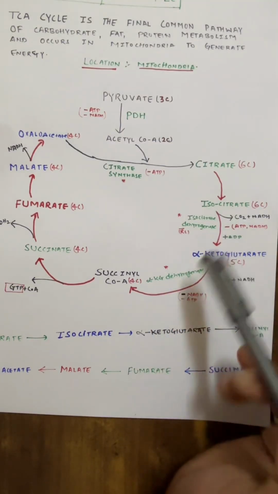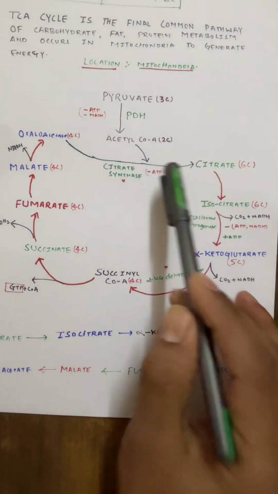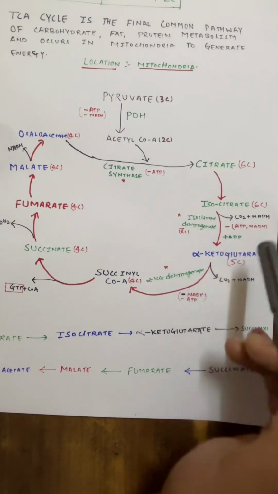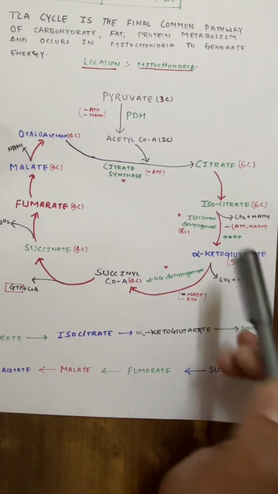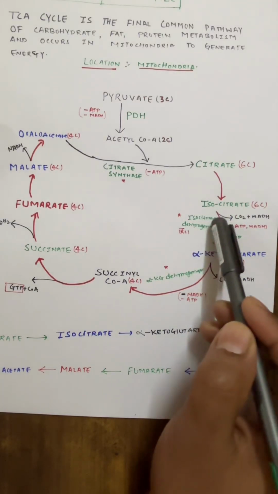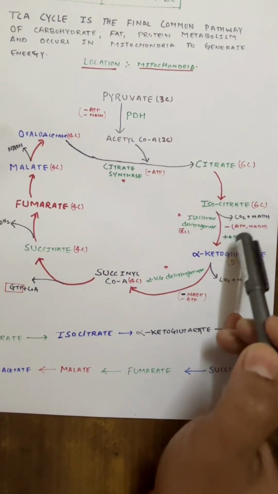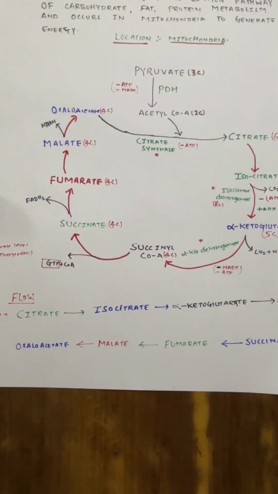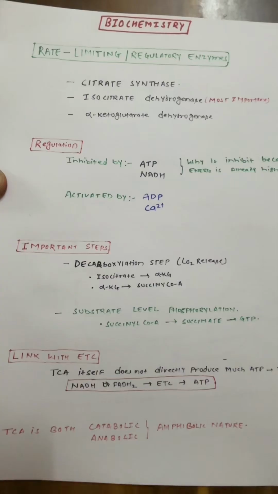Now which one is a rate limiting step? All these three steps are considered rate limiting, but if you get an option in the MCQ, then always take this step. This isocitrate dehydrogenase step is the rate limiting step and this is the rate limiting enzyme. Now in the next page we'll see how the ATP is getting produced.